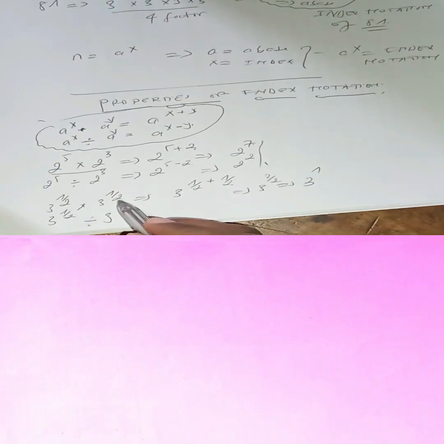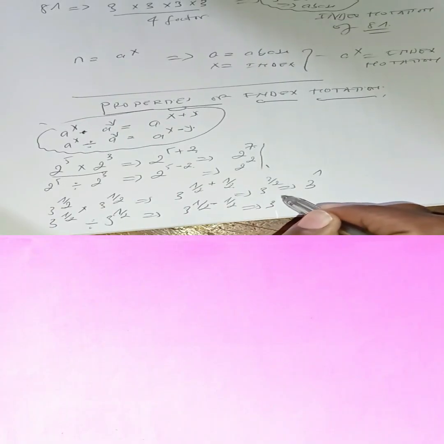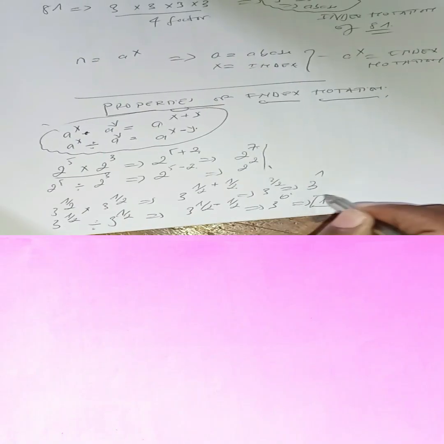We can also have 3 power 1 over 2 divided by 3 power 1 over 2, which is equal to 3 power 1 over 2 minus 1 over 2, which is equal to 3 power 0, which is equal to 1.